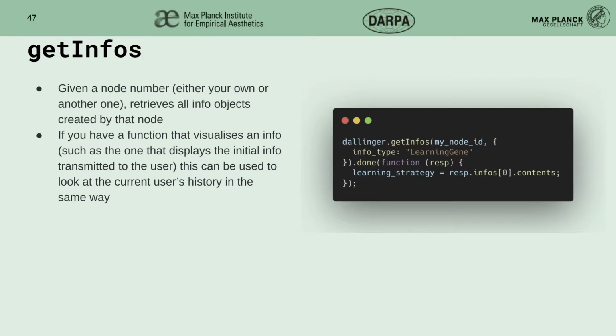I have a question just about the JavaScript. I imagine that there's a Dallinger.js or something that has all these functions defined in the Dallinger class.